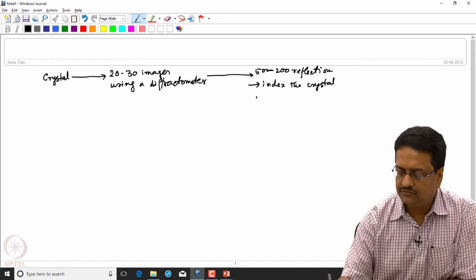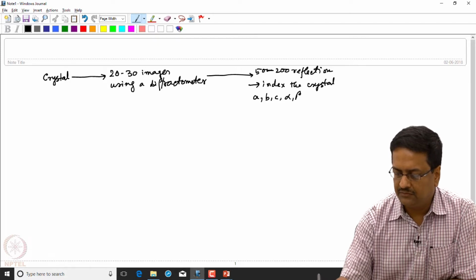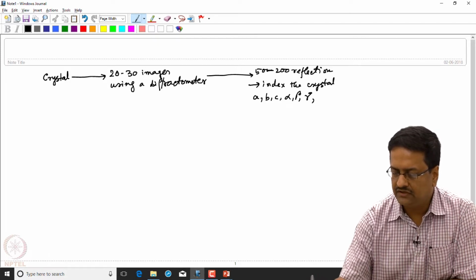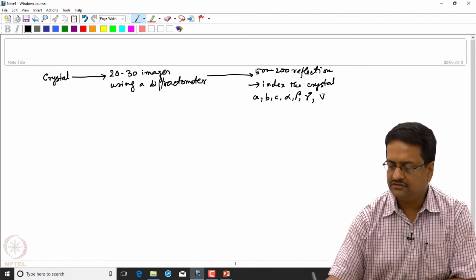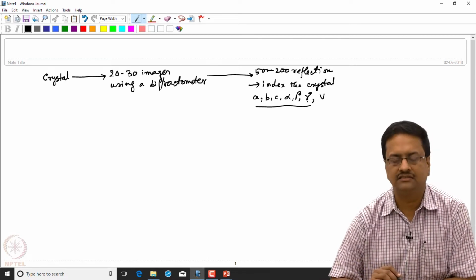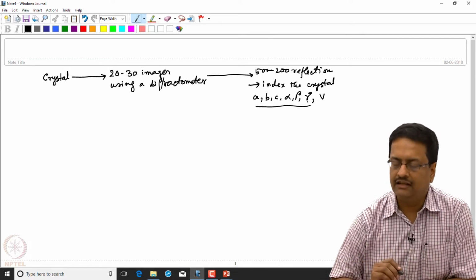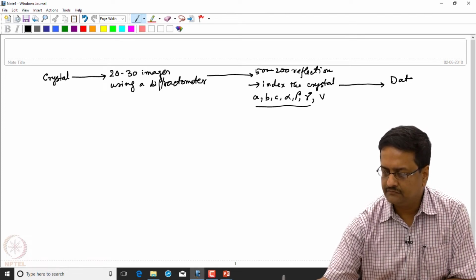and get the values for the cell dimensions, that is a, b, c, alpha, beta, gamma, and eventually we can calculate the volume. And then based on the values of alpha, beta and gamma, we can identify what crystal system and what Bravais lattice it belongs to. So then we do a data collection strategy.